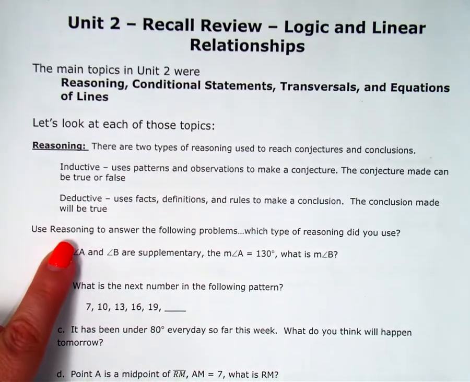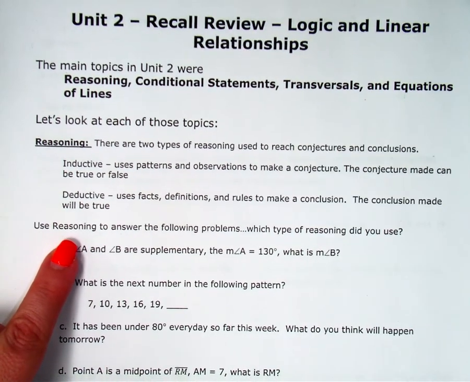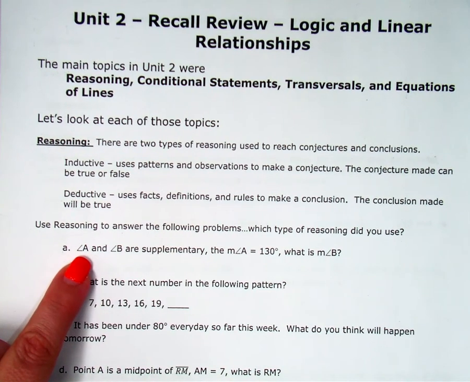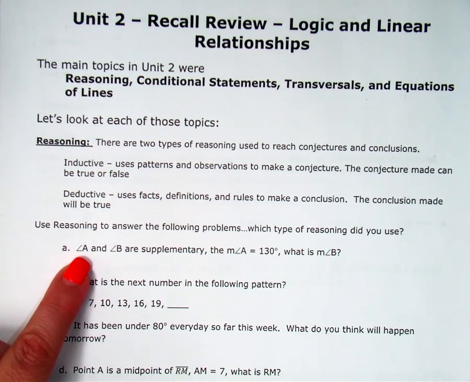So we're going to use reasoning to answer the following problems, and then we're going to determine which type of reasoning we used. So A says angle A and angle B are supplementary. The measure of angle A is 130 degrees. What is the measure of angle B?